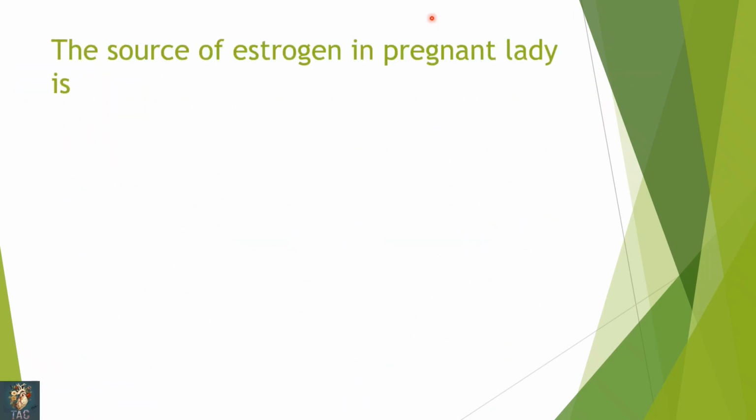Next: the source of estrogen in a pregnant lady is the corpus luteum, the ovaries, the placenta, ovaries and placenta, or placenta and uterus. Please remember, the corpus luteum secretes progesterone; the ovaries also secrete estrogen, as does the placenta. A major amount of estrogen is produced by the placenta, but a small amount is also produced by the ovary. So the correct option is ovaries and placenta both. So C is the correct option.